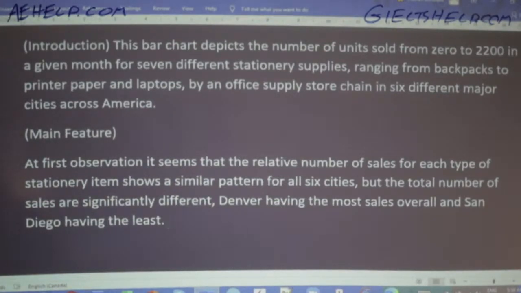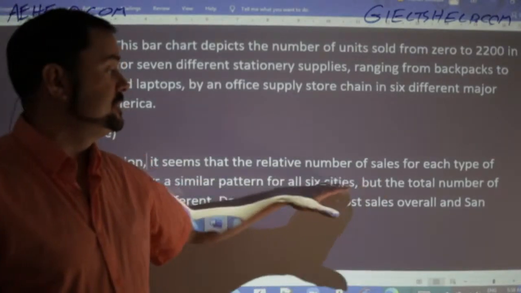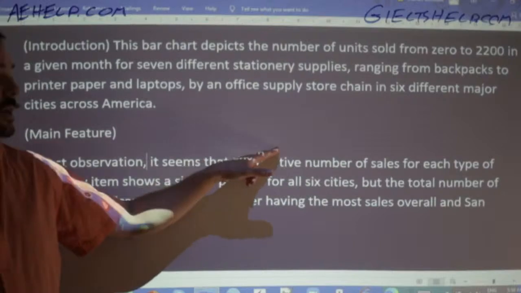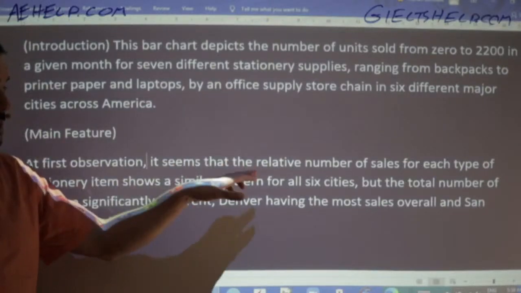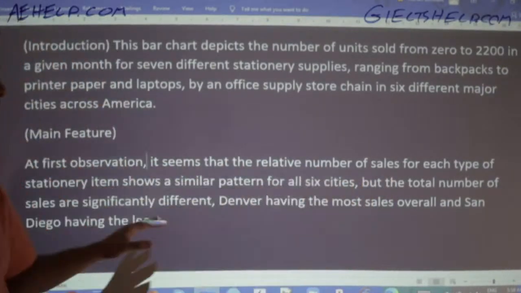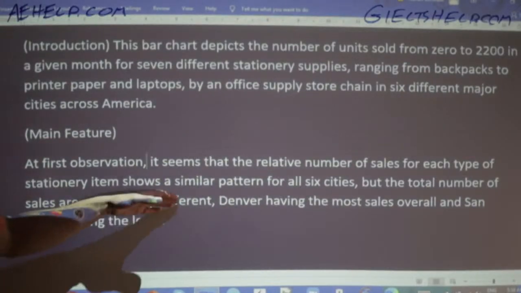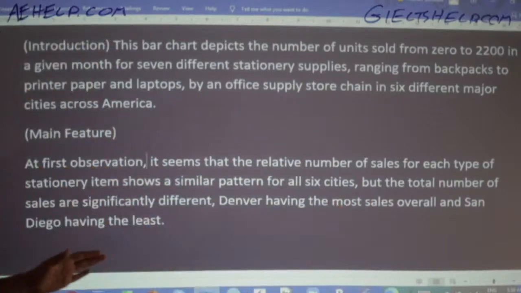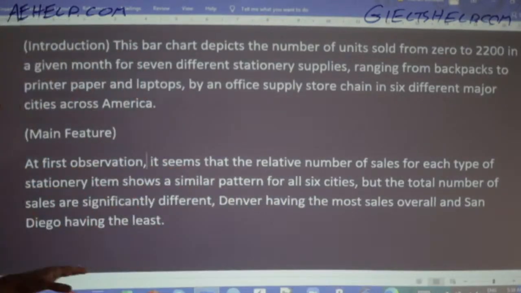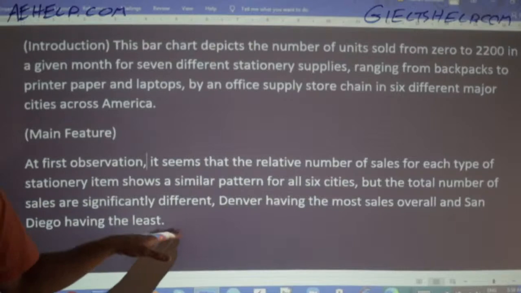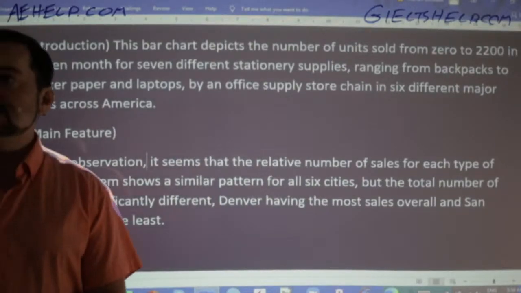Okay. So what I have is, at first observation, that's a leading expression, so let's put a comma after that. It seems that the relative number of sales, this is a nice word to remember here for describing graphs. Okay, it can be used for pie charts as well. So relative number of sales for each type of stationery item shows a similar pattern for all 6 cities, but the total number of sales are significantly different. Denver having the most sales overall and San Diego having the least. Okay, let's see what you've come up with.